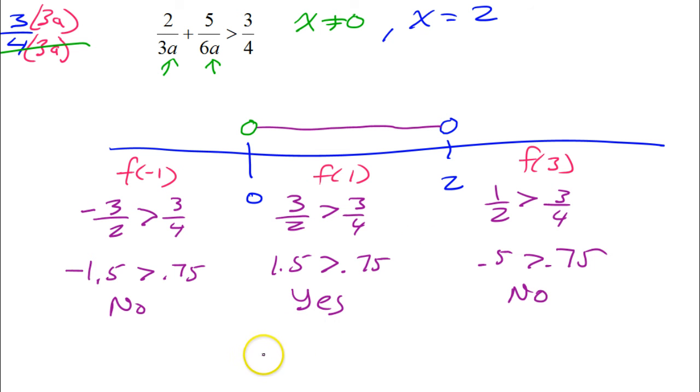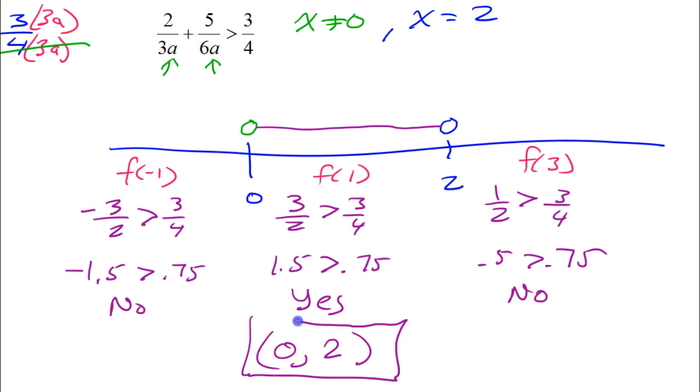So my interval notation will be from 0 to 2. Are they going to be parentheses or brackets? Parentheses, for the same reason I have open circles. Parentheses also mean not included. And that's it. So this is what everybody should have had on their board.